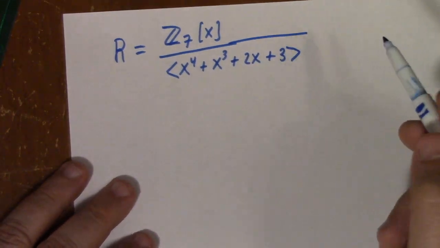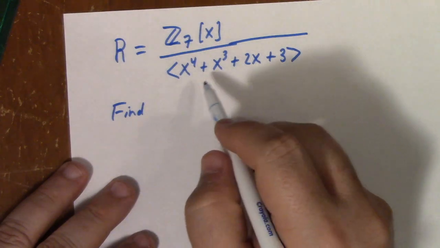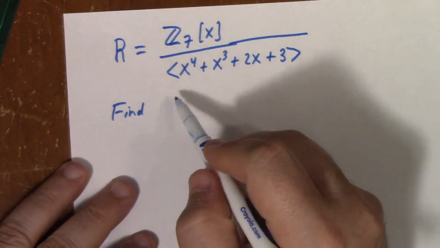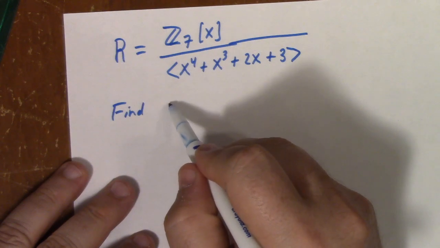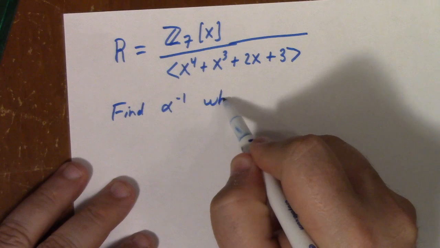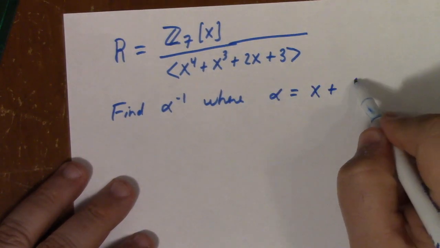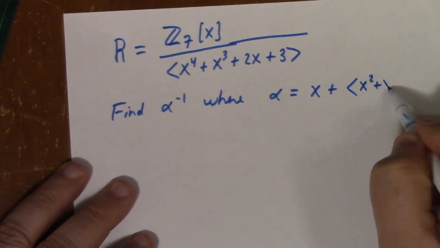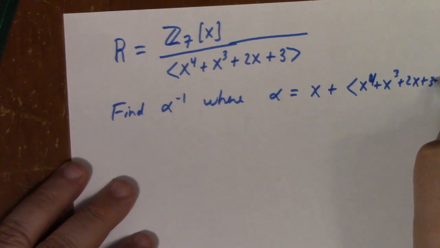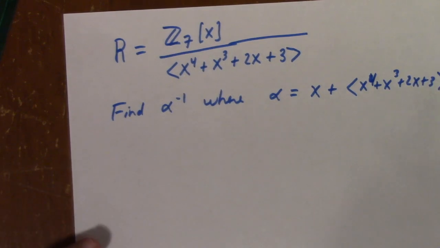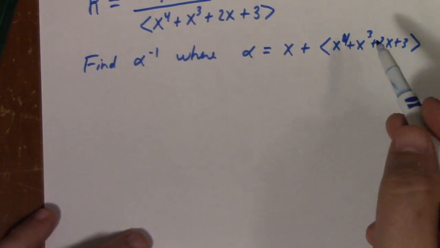And then the question is to find the alpha inverse, where alpha is equal to x plus this guy. That was supposed to be a 4. All right. So let me share with you the secret sauce here. So it's really not bad.